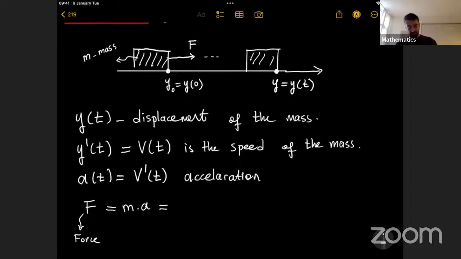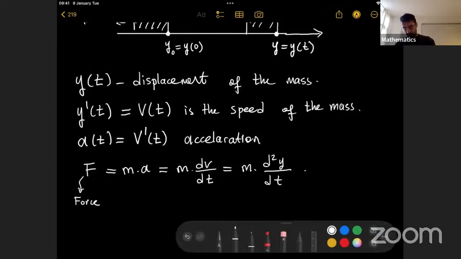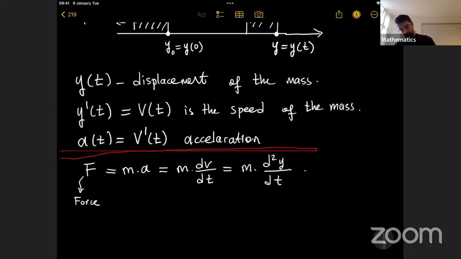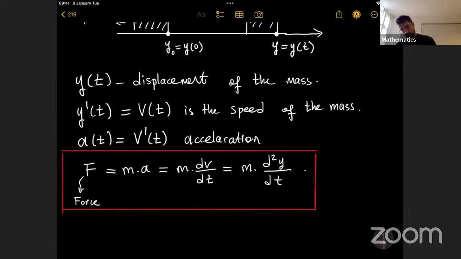What is a? A is acceleration, and it's given by dv/dt, the derivative of velocity with respect to time. And since v is the derivative of y, the displacement function, it becomes d squared y over dt squared. So the total force is equal to this.